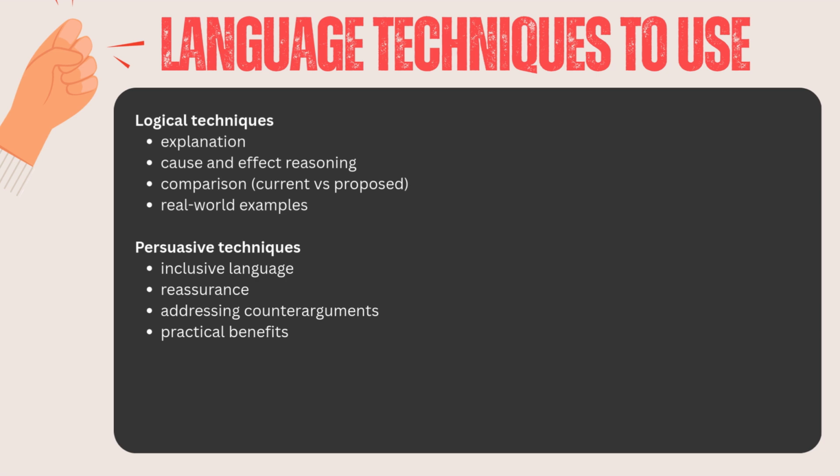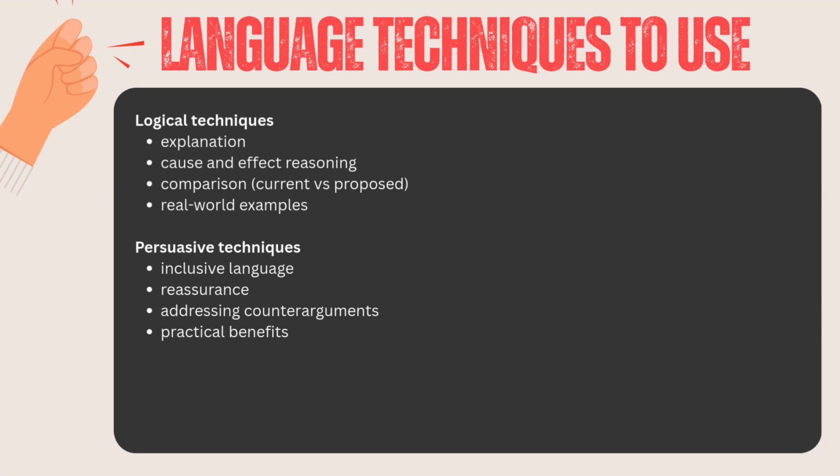So what type of language techniques do you need to use here? So firstly, some explanation. You need to address the cause and effect reasoning. Why are these things happening? And how can we stop them? You also need to have a comparison between the current and the proposed. What's happening now versus what you are suggesting? And bring in those real world examples.